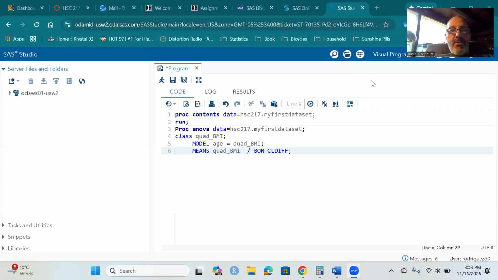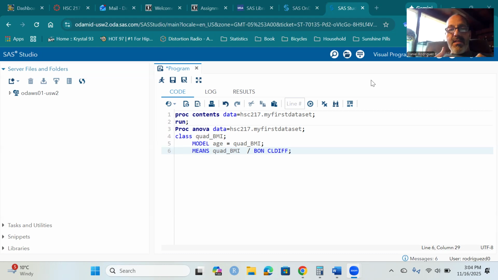Hello, this is a video on how to do ANOVA using SAS. Now, I'm going to make this really simple. I'm going to use a variable that we generally wouldn't test, but we may want to know if there are age differences in body mass index. I'm just using age because that's a generic continuous variable, because in your assignment, you have different variables.